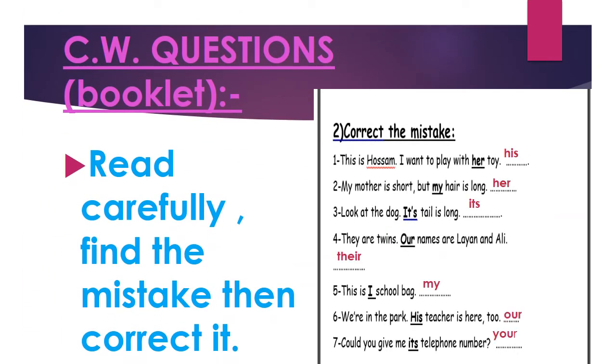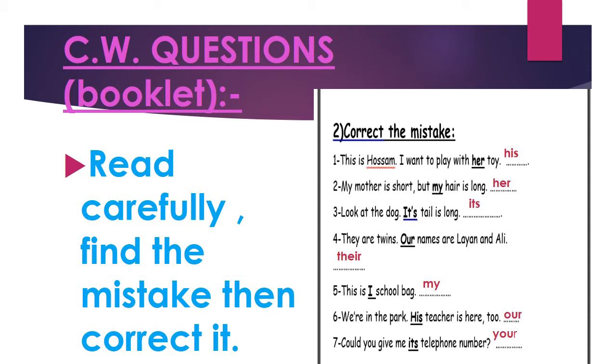Now with question number 2 in our booklet, we are going to read carefully and find the mistake, then we are going to correct the mistake. Number 1, this is Hussam. I want to play with her toy. Now I'm talking about Hussam's toys, so I'm going to put his, not her. So the correct answer will be this is Hussam. I want to play with his toy.